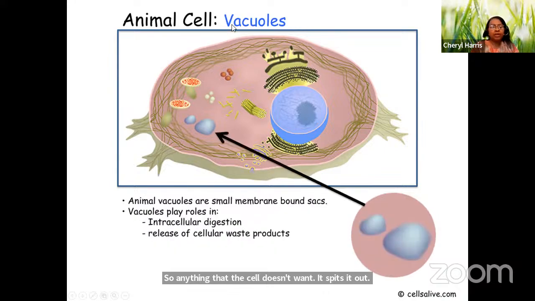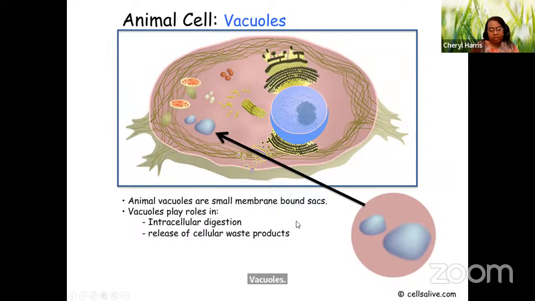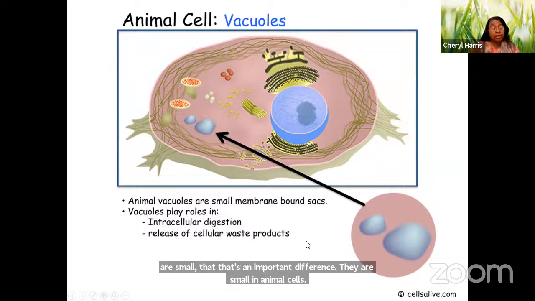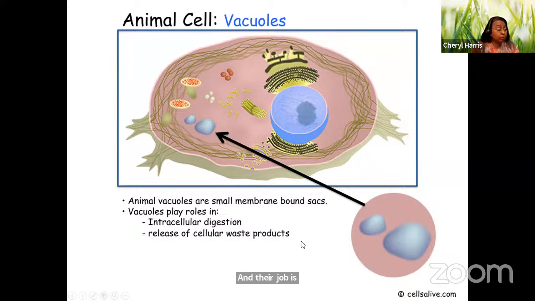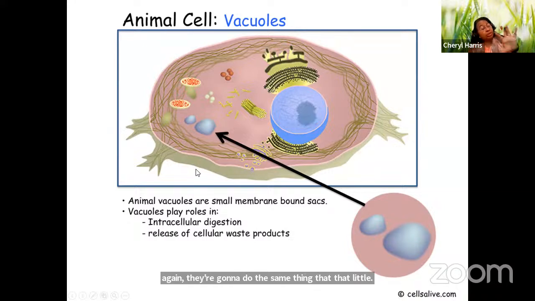All right, vacuoles. They contain, in an animal cell, they are small. And that's an important difference. They are small in animal cells, and their job is to regulate digestion and release cellular waste. Okay, so again, they're going to do the same thing that little pocket is. They showed you in the video where it can gravitate to the cell membrane.